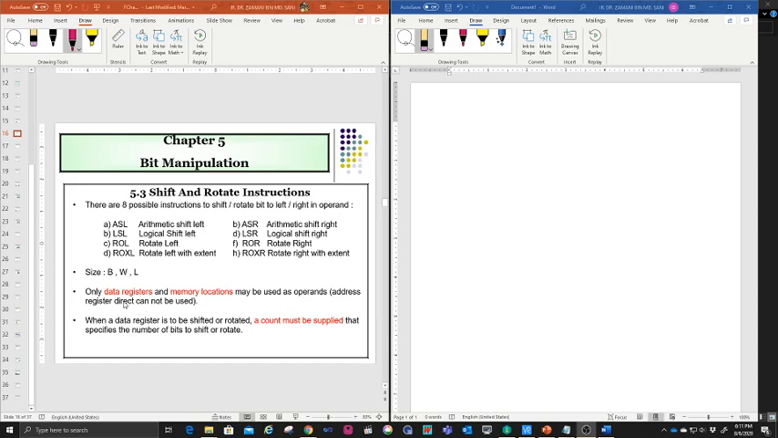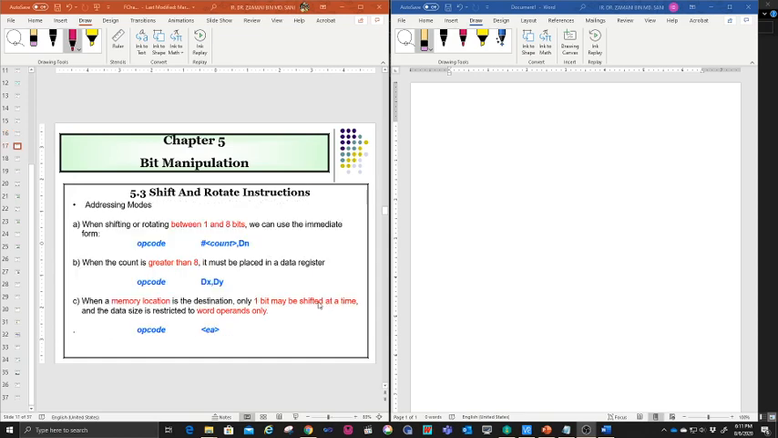So only 2 places can be used as the operand, which are the data register and the memory locations. When a data register is to be shifted or rotated, a count must be supplied that specifies the number of bits to shift or rotate. So you can tell the system how many times you need to shift or rotate.